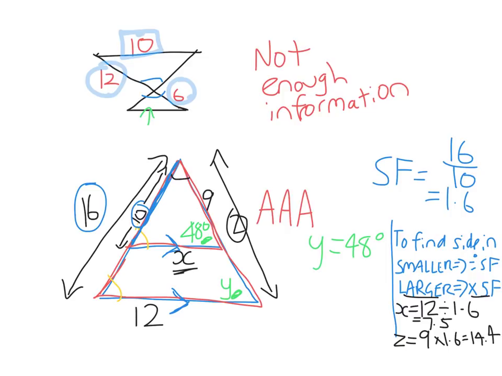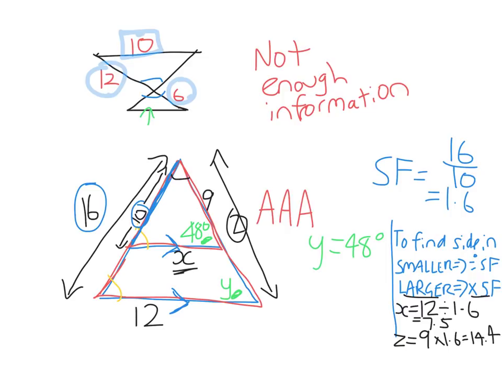So just make sure that when finding the scale factor, you always do larger shape divided by smaller shape: side length in the larger shape divided by its corresponding side in the smaller shape. Then you can use the rule that you always divide by the scale factor to find a side in the smaller triangle, and you times by the scale factor to find a side in the larger triangle.